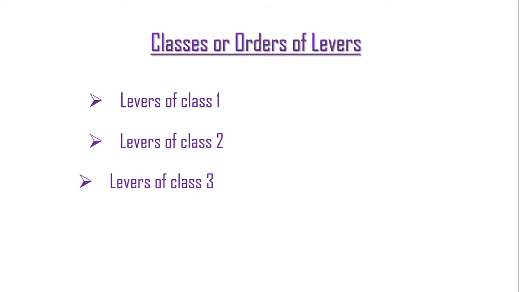Alright, we'll start with a new topic. Okay, classes or order of lever. So what do you mean by classes or order of lever? So there are three classes of lever. Lever of class 1, lever of class 2, lever of class 3. They are also called as order sometimes.